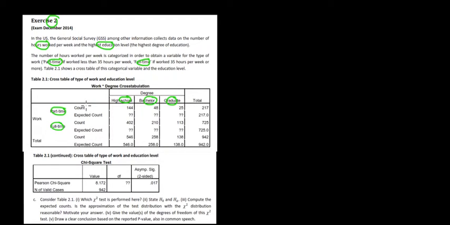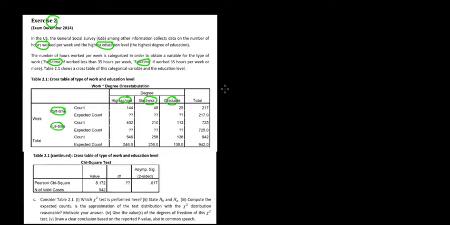We can see that there's something with observed, so with the actual counted observations, and the expected count. So this should ring a bell. That has to do something with chi-square, because that's the test that deals with observations and expectations. Now consider the table. Which chi-square test is performed, what are the hypotheses, what's the distribution, the degrees of freedom, and the conclusion. So what do we have here?